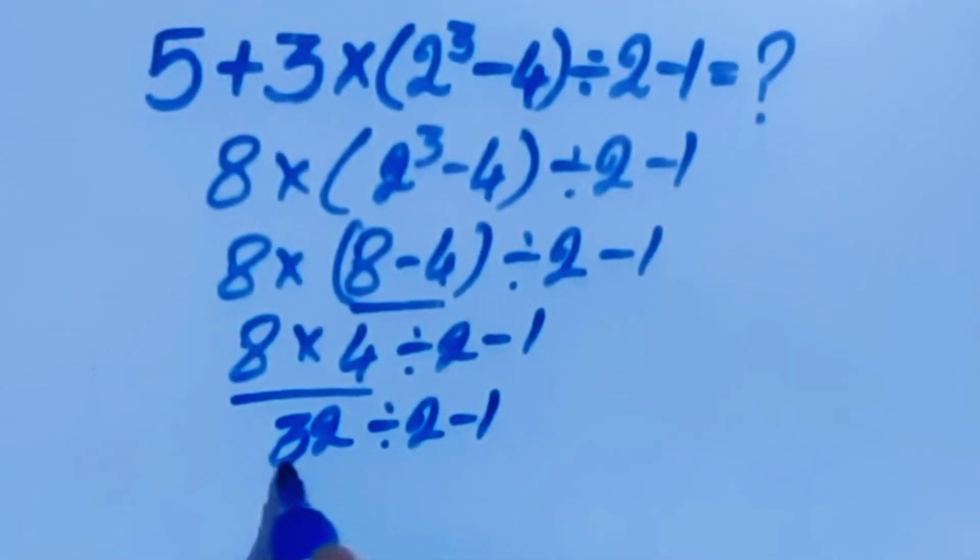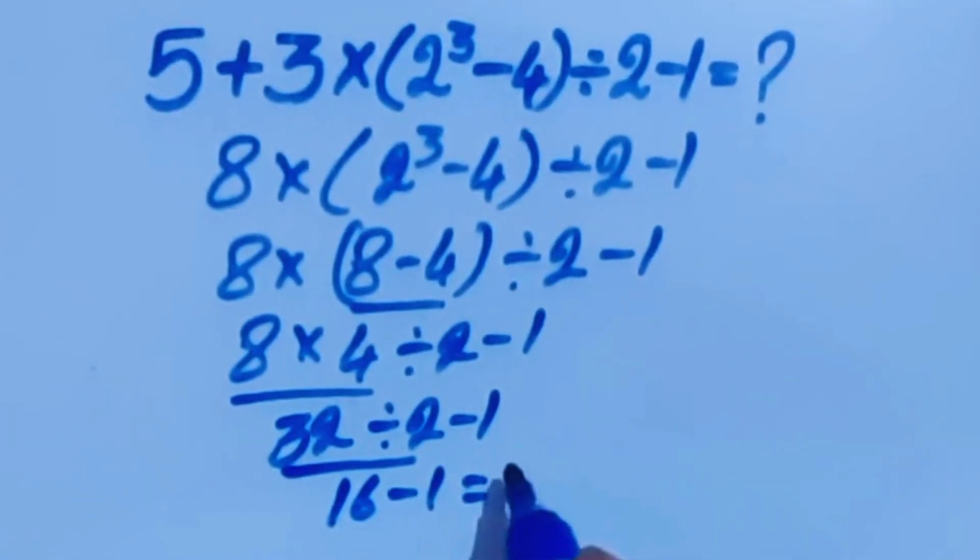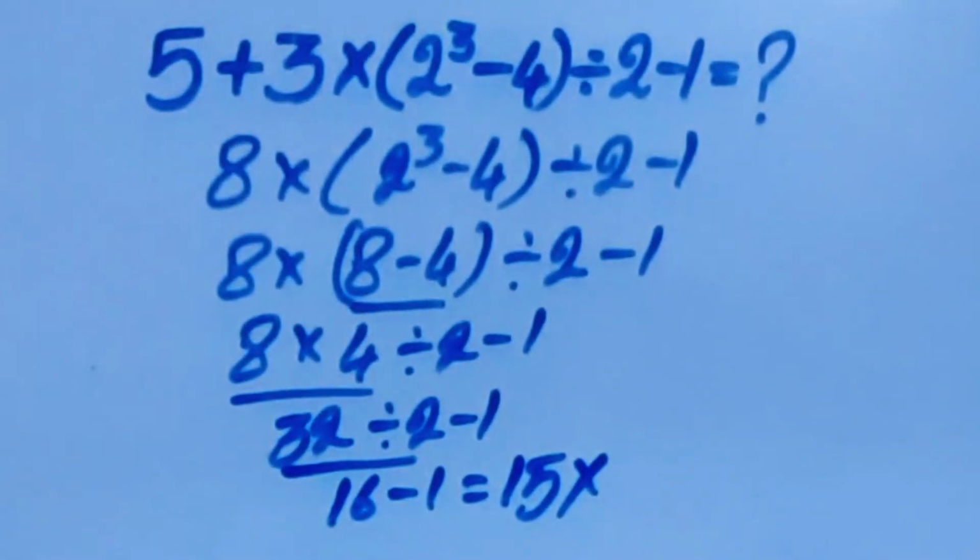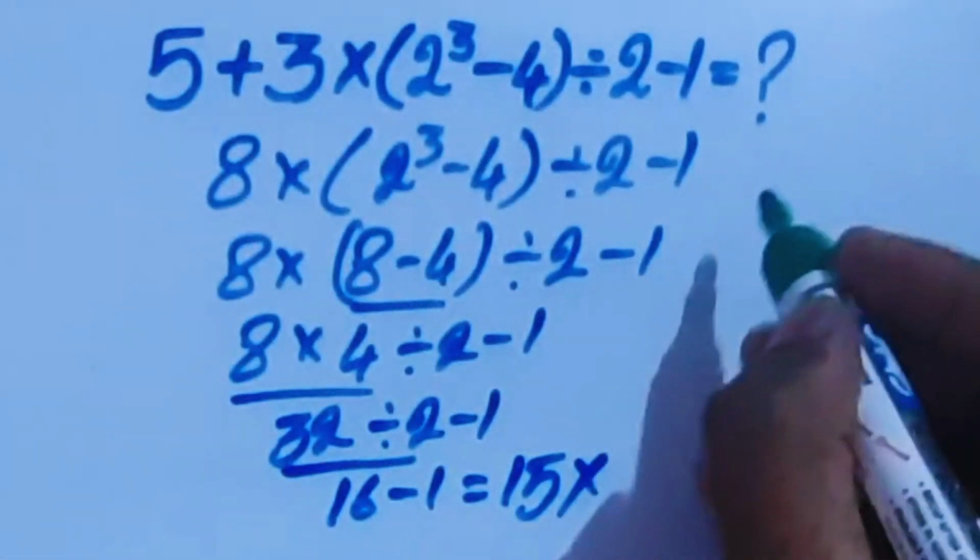Here 32 divided by 2 is 16 minus 1 equal to 15 is the wrong answer. As per this order of operation, this 15 is the wrong answer.